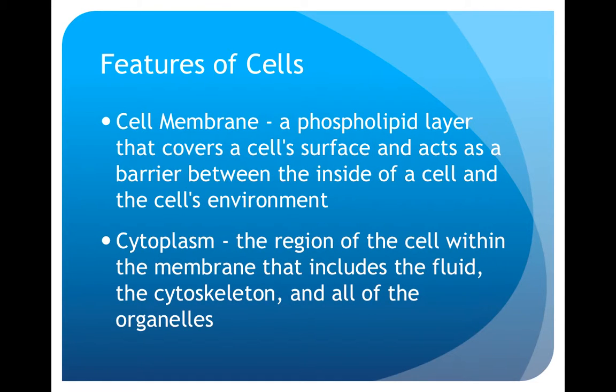The cell membrane. So the cell membrane is a phospholipid bilayer. This is extremely important to know. A phospholipid bilayer. Know this, know this, know this. That is what a cell membrane is made up of, and it covers the cell's surface and acts as a barrier between the inside of a cell and the cell's environment. Cytoplasm is a region of the cell within the membrane that includes fluid, the cytoskeleton, and all of the organelles.